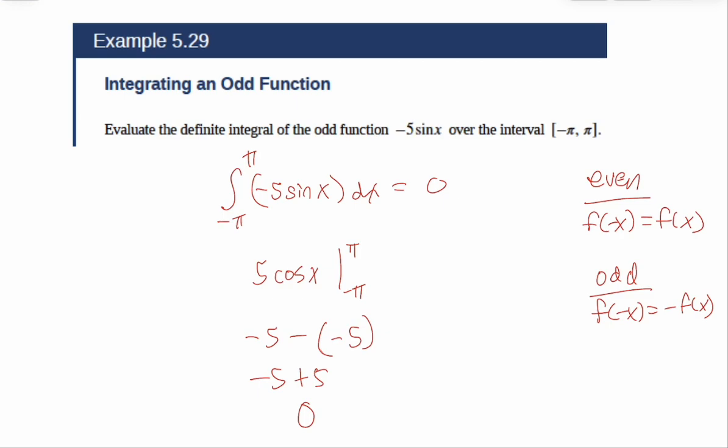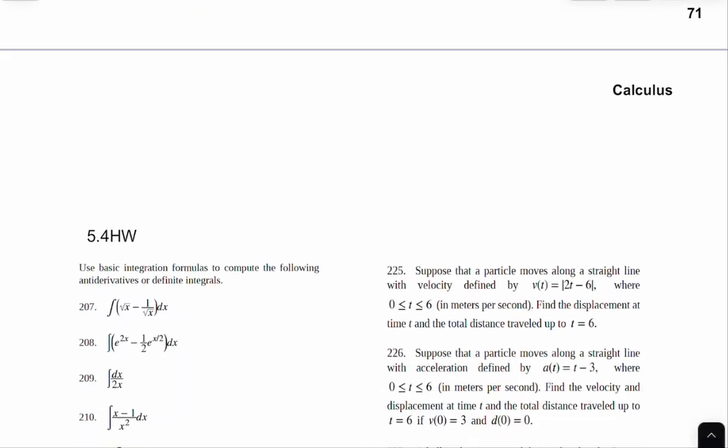Not that it matters, but anyway. So if you recognize it's even, you can double the area if the boundaries are opposites. If the boundaries are opposites and it's odd, your answer will always be 0. Now, that's net versus total. Be careful. But there you go. Okay.